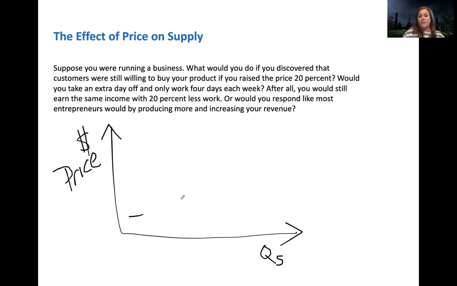So our graph is going to look like this. It's going to slope upward. So that's the big change. Price stays the same, quantity supplied, and it's now going upwards instead of downwards.